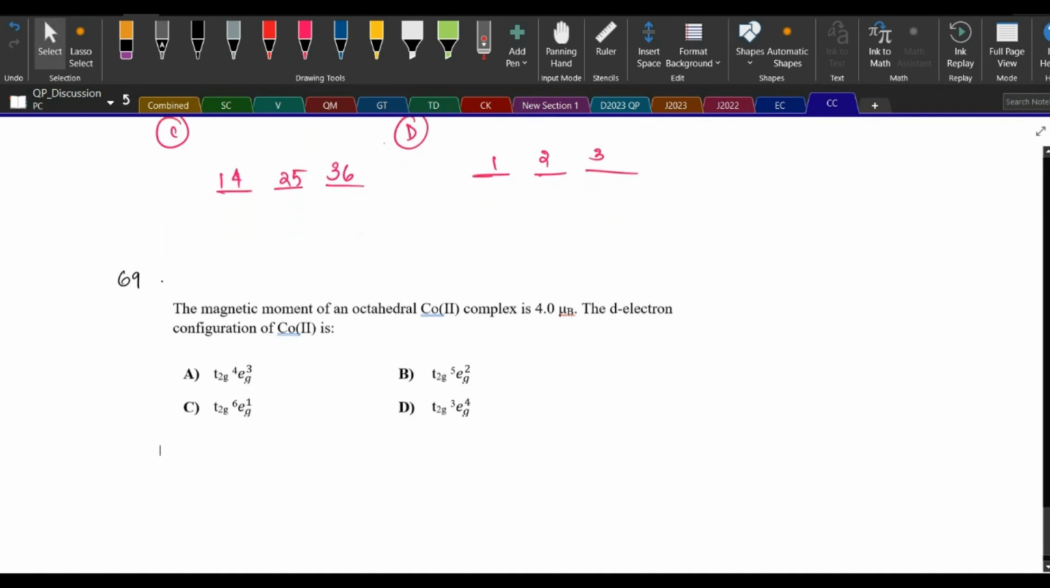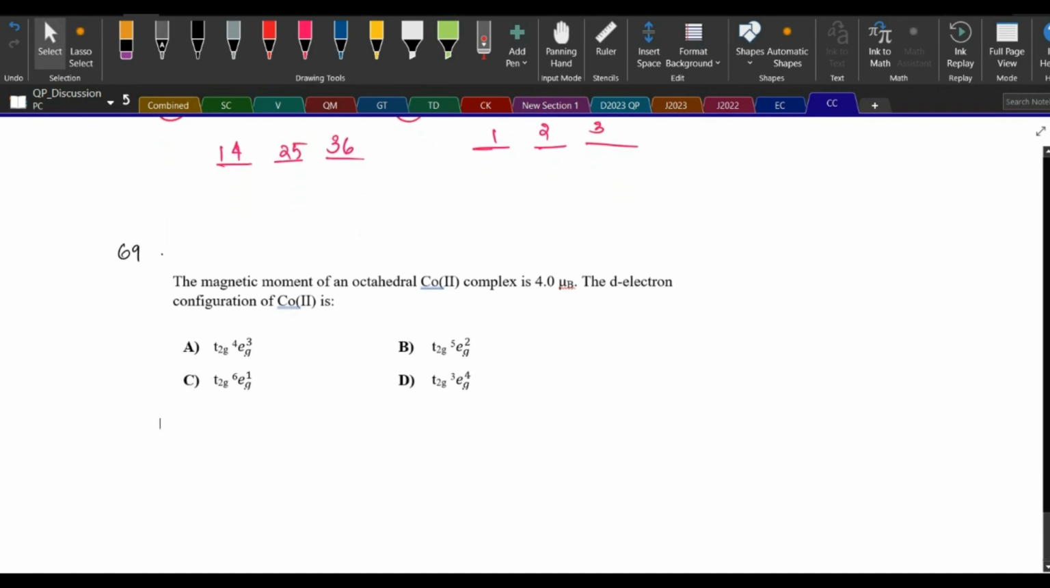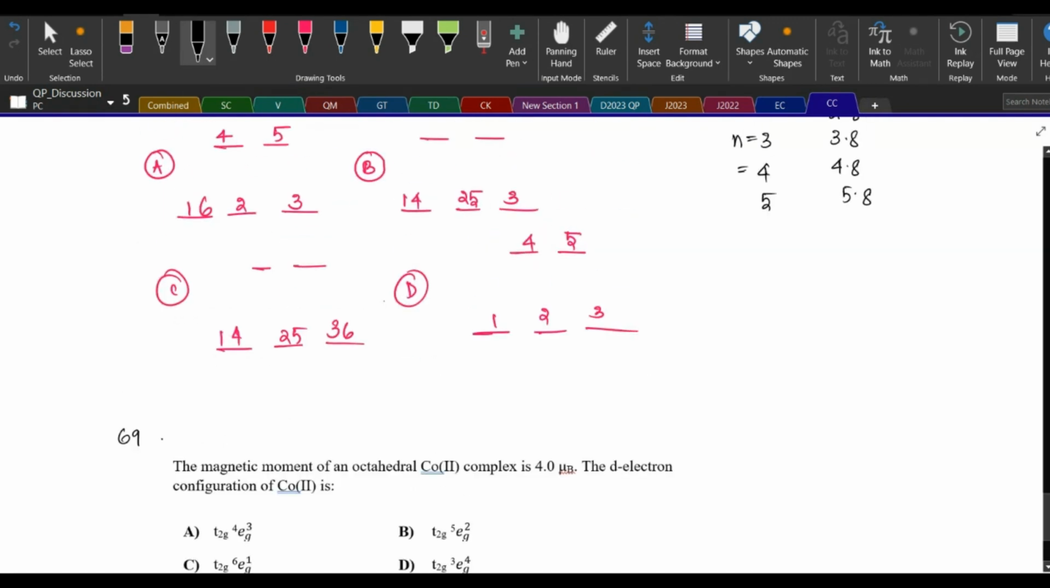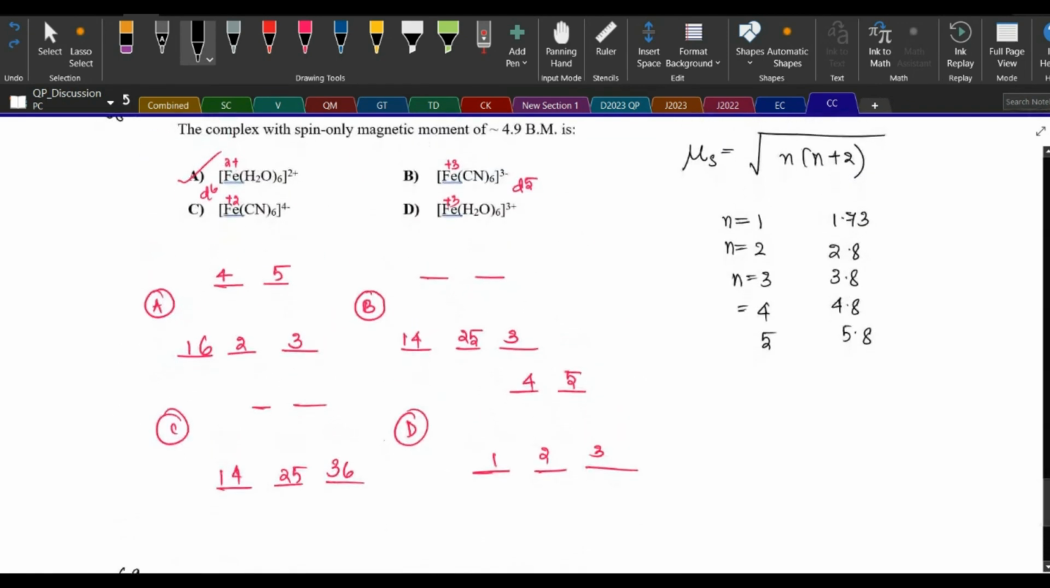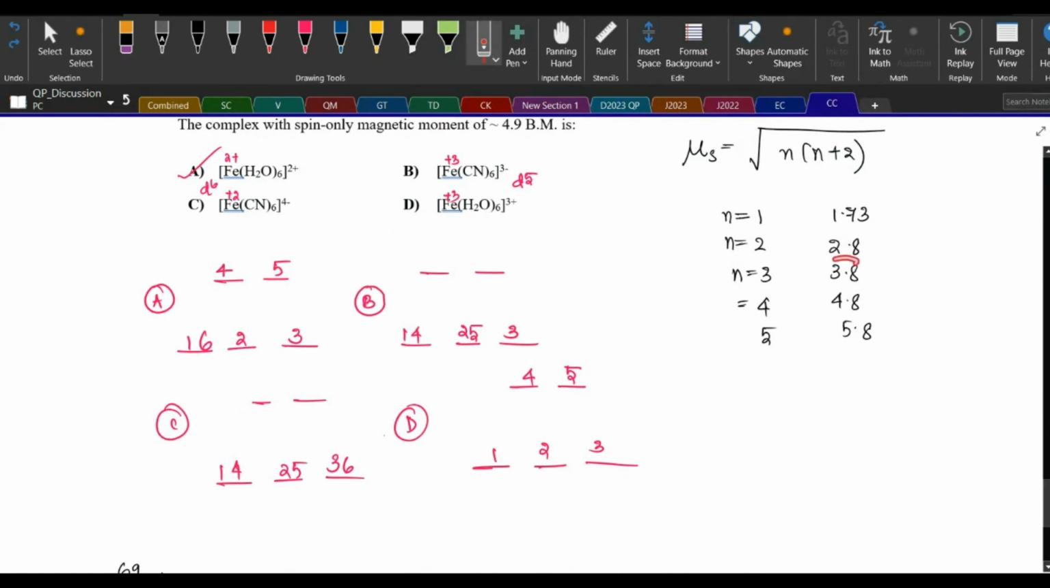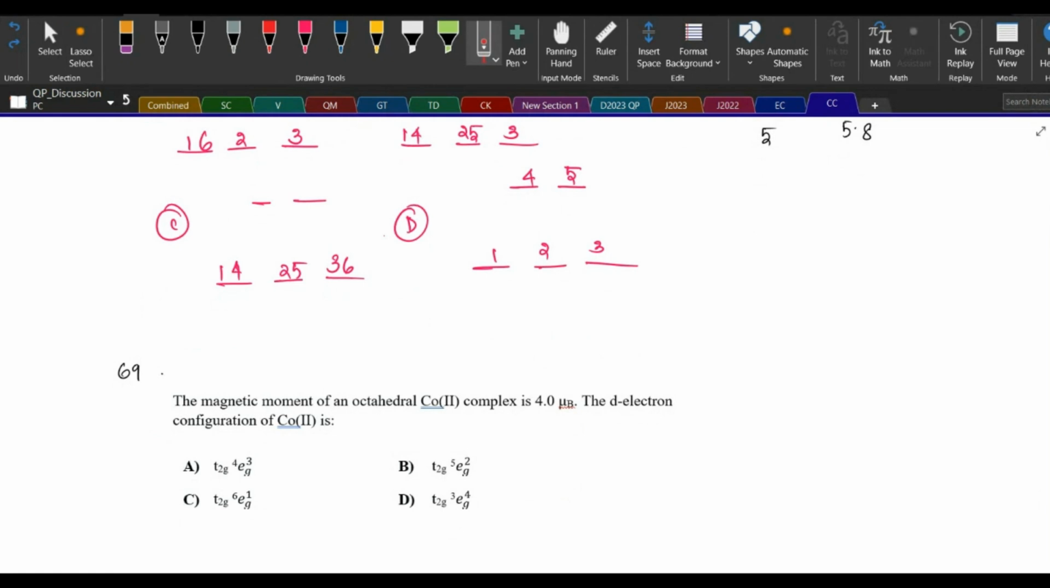Try again from magnetic moment. The magnetic moment of an octahedral cobalt +2 complex is 4. So be very careful. When they say 4, please don't go and think that since it is 4, the number of unpaired electrons must be 4. It is 4, okay. But when it says 4, you have to understand that it is approximately 3.8. It has been rounded off to 4.